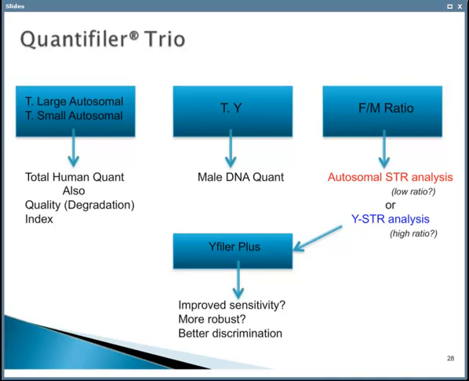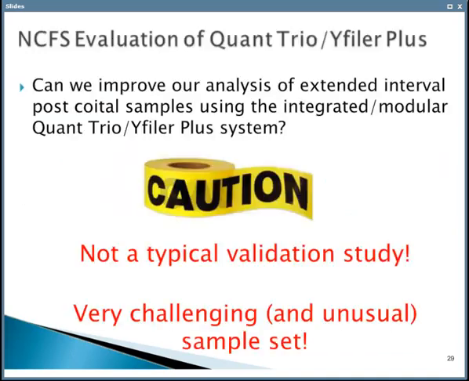There's a male DNA quant part to this, and I should say that the targets being measured are multi-copy targets, and so they're extremely sensitive, much more sensitive than, say, the previous Quantifiler product. There's a male DNA quant, and then you're able to measure the female to male ratio. Once you've got that information, you might be able to make a decision about autosomal STR analysis versus Y-STR. Autosomal STR analysis would be if there's a low ratio, Y-STR analysis perhaps if there's a high ratio of female to male. And if we use Yfiler Plus over, say, Yfiler, you should get improved sensitivity perhaps, and more robust and better discrimination. So that's the concept.